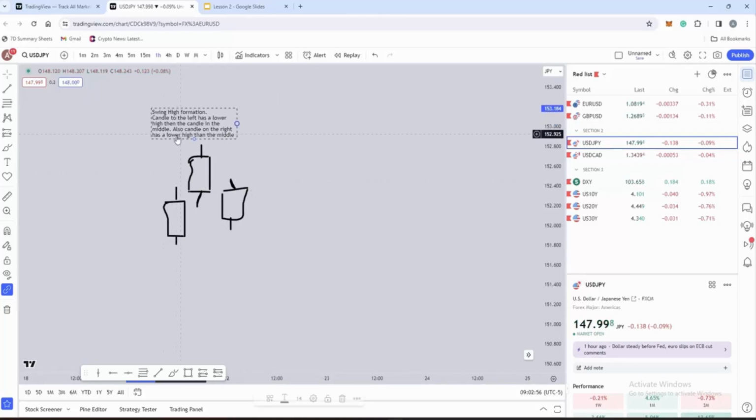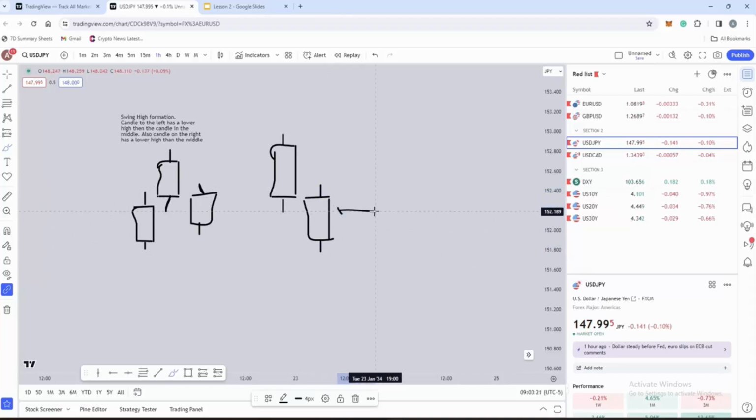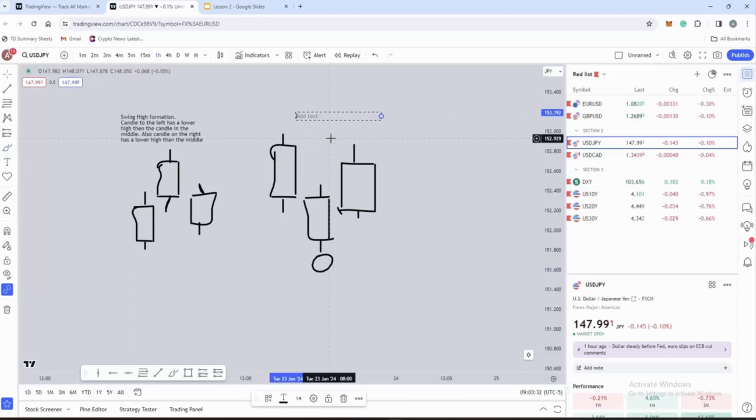In the middle. Okay. Now let me show you swing low formation. It's gonna be the opposite. For first candle, second candle, and this would be our third candle. And as you can see, this swing low over here is the lowest. This is the swing low formation.